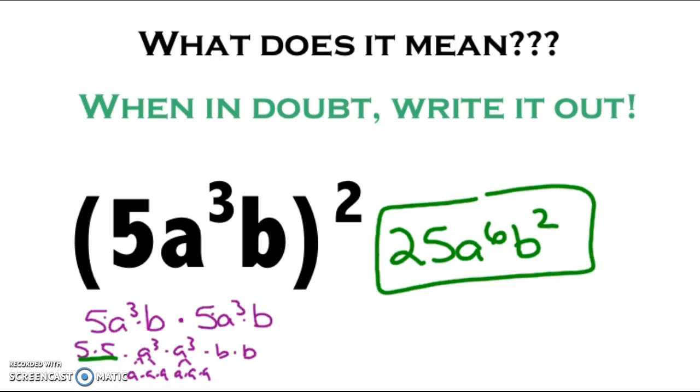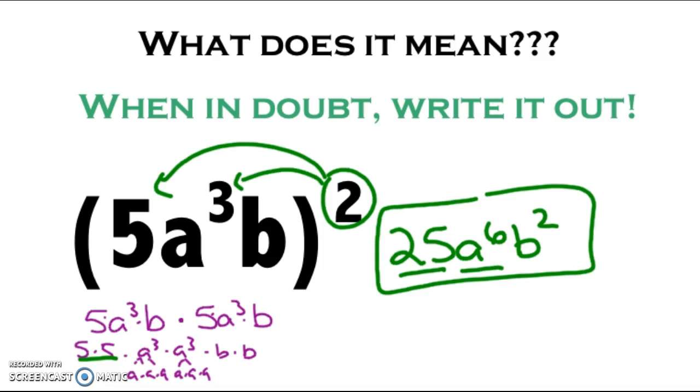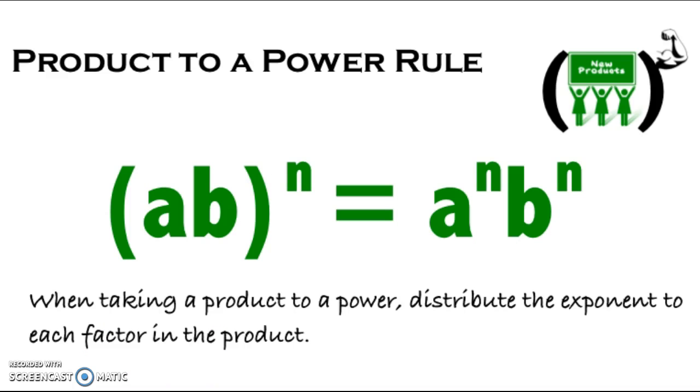All right, let's look at the official rule. I hope that you're going to notice before we look at the rule that with this squared, we really ended up squaring everything. We squared the 5 to get 25. We squared a cubed to get a to the 6th. And we squared b to get b squared. The product to a power rule states this. It says if you're taking the quantity ab to the power of n, that equals the same thing as a to the n times b to the n. So when you're taking a product to a power, you can distribute the exponent to each factor in the product.